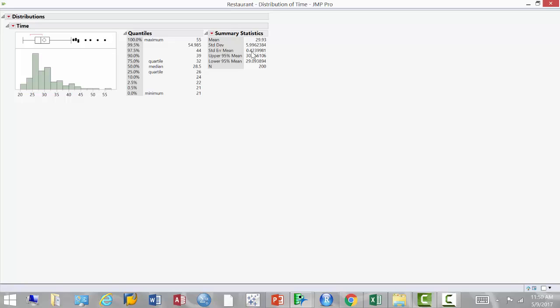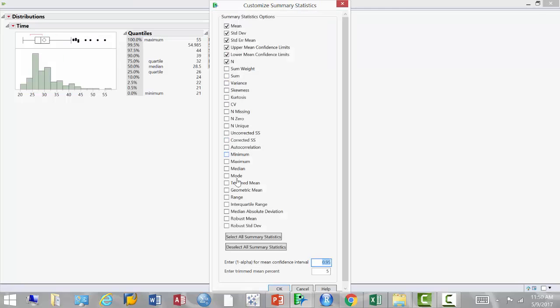Okay. Now, the only things that are not showing up are the mode and the median, right? So let's show them. So how do we do that? We have to customize our display, right? So custom settings, and let's also do the range. And where is my median and the mode? They're right there. Okay.